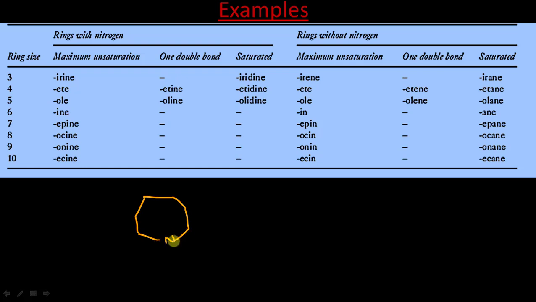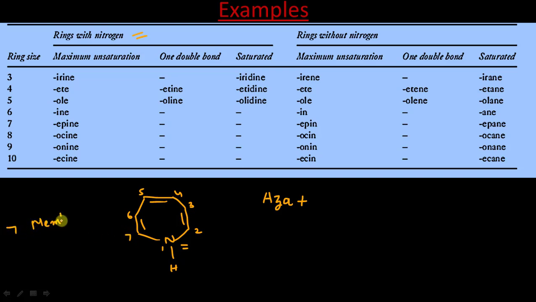This is NH. Now the heteroatom is nitrogen, so prefix is aza plus. Now we have to find stem. So in order to find stem we have to see left hand side of this table. So first let us count the number of atoms in the ring. 1 2 3 4 5 6 7. So it is a 7-membered ring.